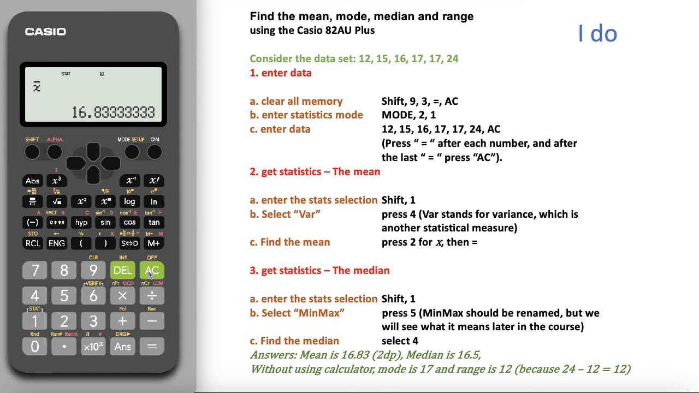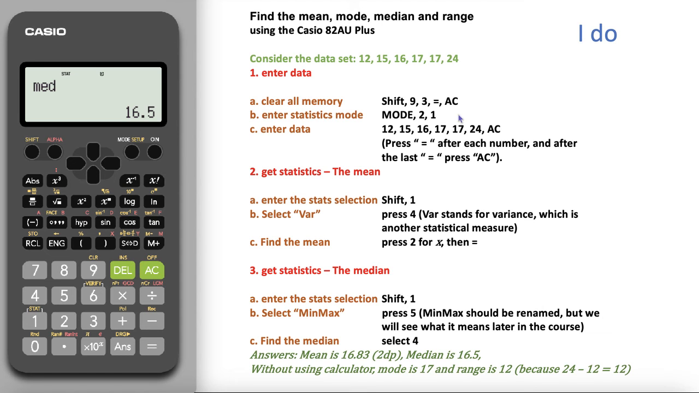Okay, let's find the median. So clear that. Every time we want a statistic, we're going to go through this routine. So we've got to press Shift 1. Now the median, and this again is not obvious, is going to be under min-max. We'll discuss more about what min-max means and what we can get from it later, but just bear in mind for now that we want min-max when we are finding the median or the middle score. Okay, so we press 5 for min-max, and median is option 4. Okay, press equals, and there's your median there, 16.5.